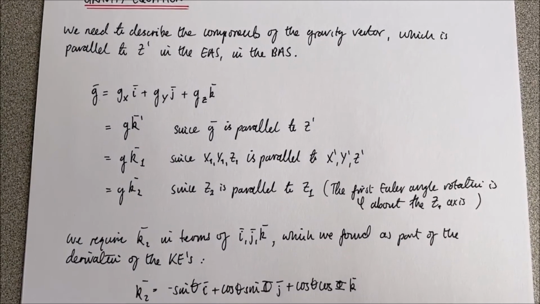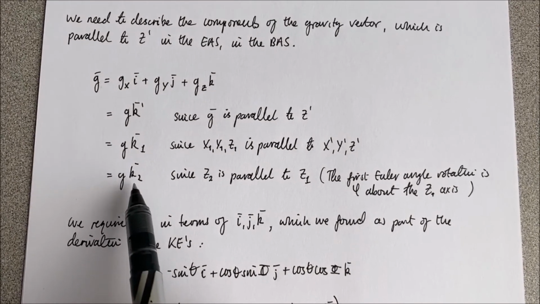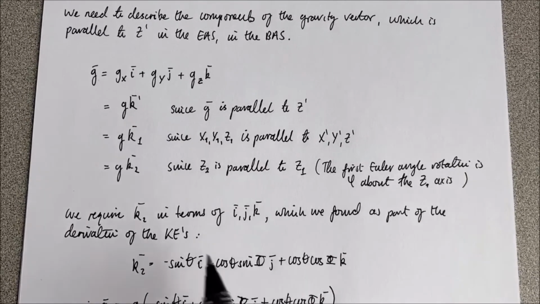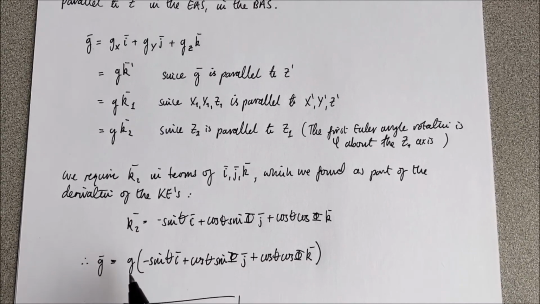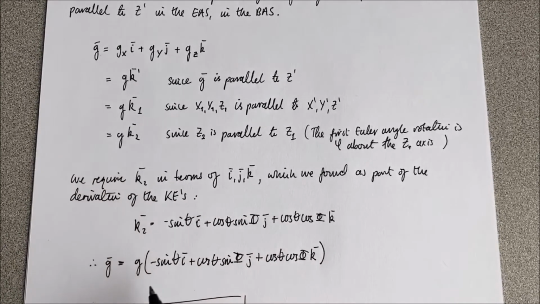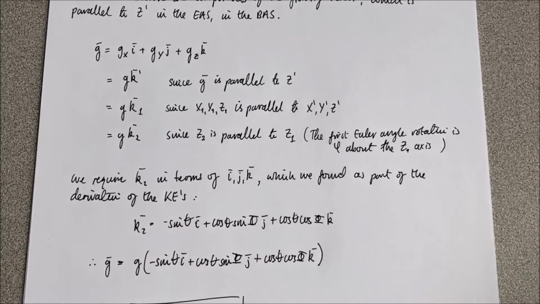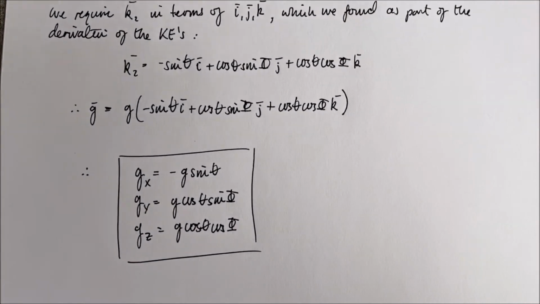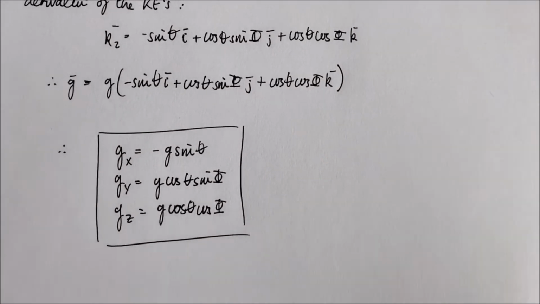But now, as we've just seen in the derivation of the kinematic equations, we actually need this k2 bar in terms of our regular i bar, j bar and k bar. But we found that as part of our derivation of the kinematic equations. So we'll just use that again to rewrite our gravity vector as the magnitude of g multiplied by the unit vector in the k2 bar direction, which we just said was this. So there we have finally our gravity vector, gravity equations in the i bar, j bar and k bar directions.